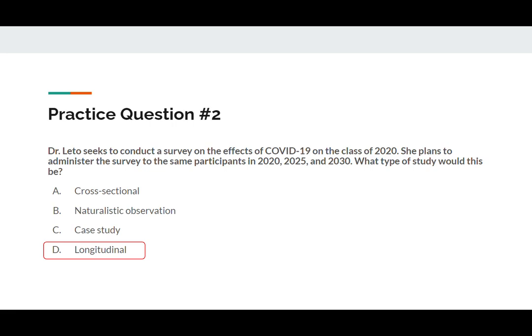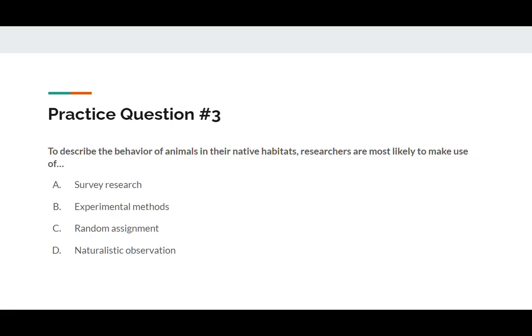So it's longitudinal. And then we have our question 3. To describe the behavior of animals in their native habitats, researchers are most likely to make use of A, survey research, B, experimental methods, C, random assignment, and D, naturalistic observation. Pause the video. So the answer is still naturalistic observation.